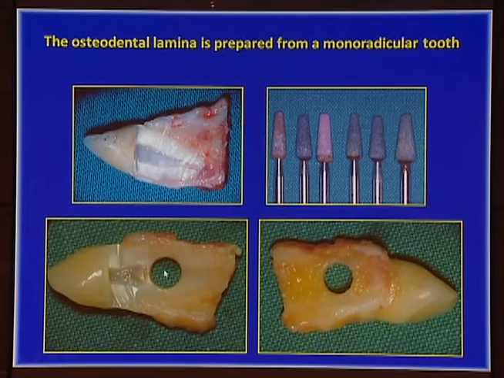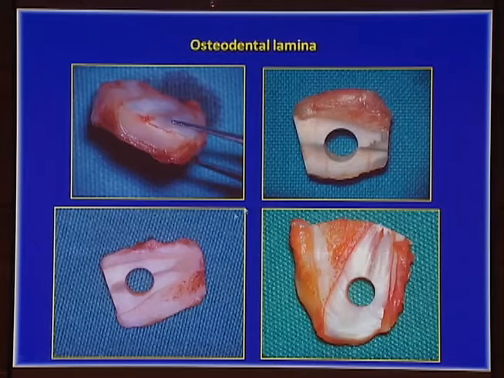This is the dentin face, avascular, which will be in contact with the cornea. And this is the bone face. You see, the two sides are very different from each other. This is the lamina. It can be of various dimensions. It depends on the size of the tooth, of course.